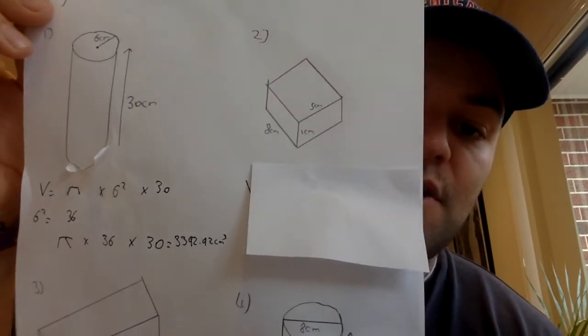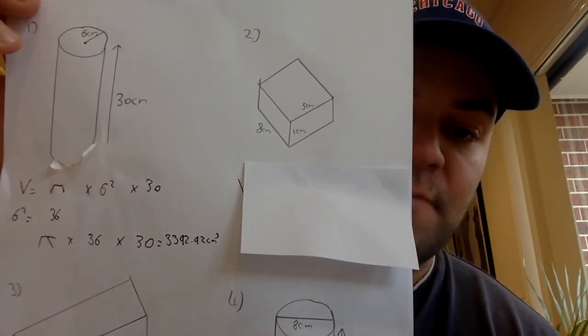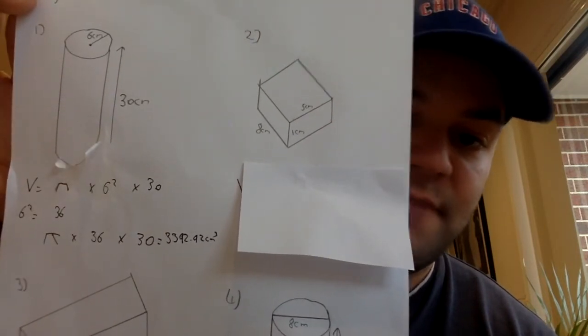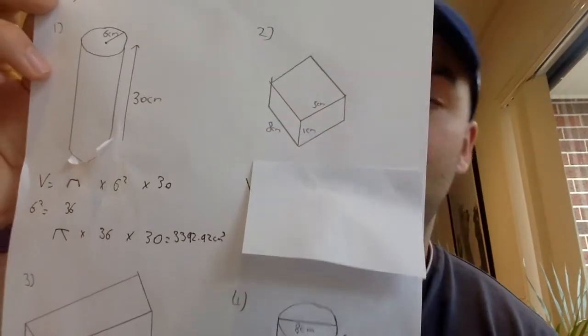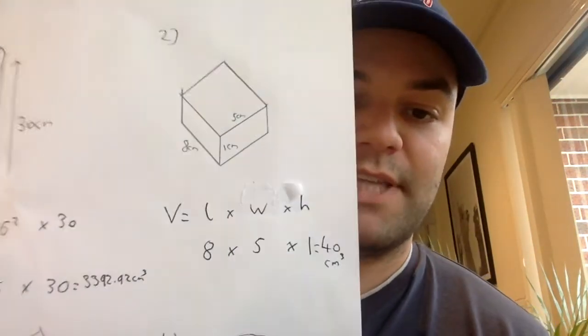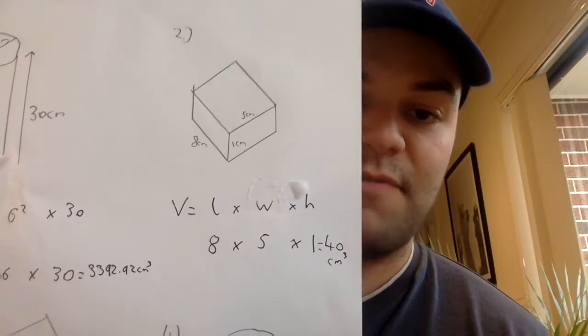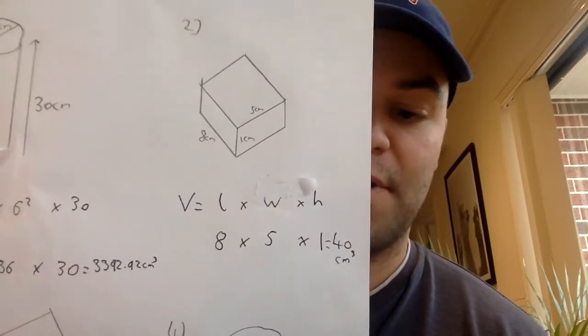Okay? So we use cubed for volume when we're talking about 3D space. Just remember that, we do that as a raised 3 at the end. Then for question 2, so volume equals length times width times height. So 8 times 5 times 1 gives you 40 centimeters cubed for that one.